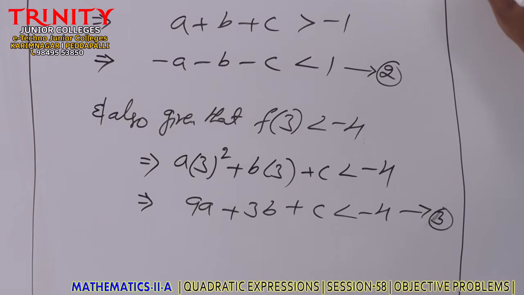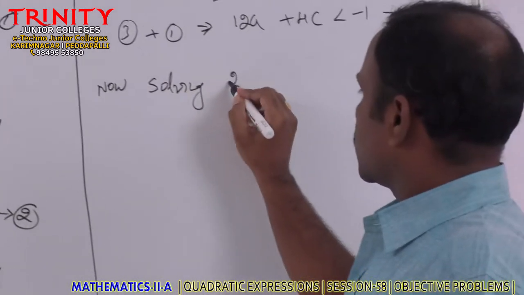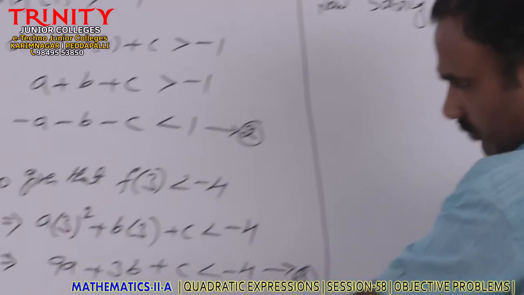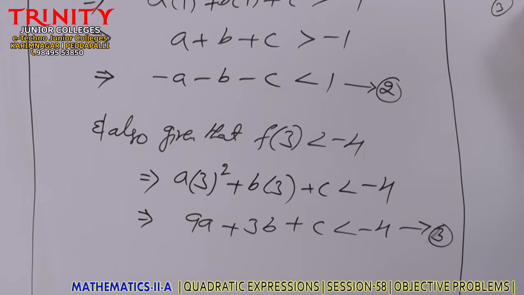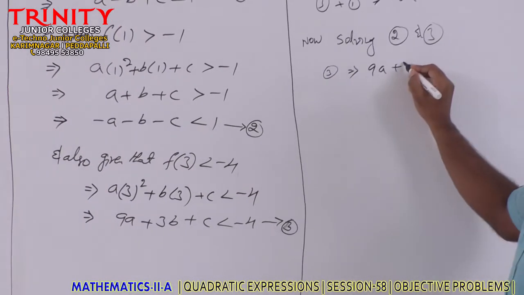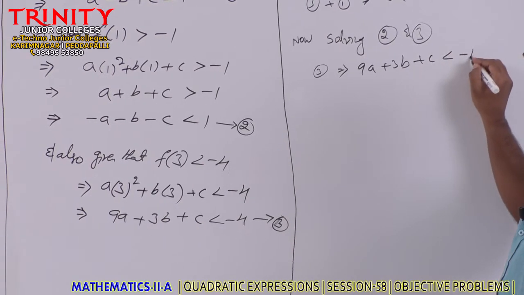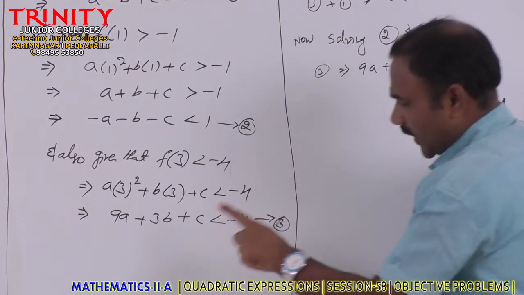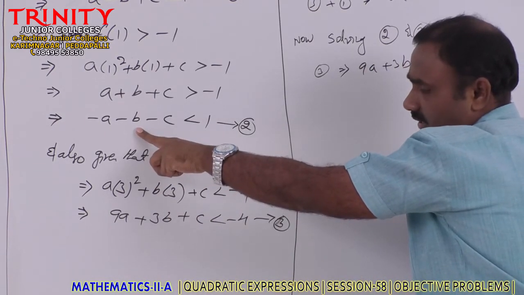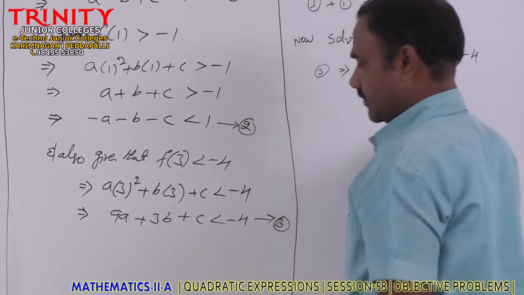Now solving 2 and 3. Third one is as it is, 9a plus 3b plus c is less than minus 4. To eliminate b, again we have to multiply the second inequality with 3.